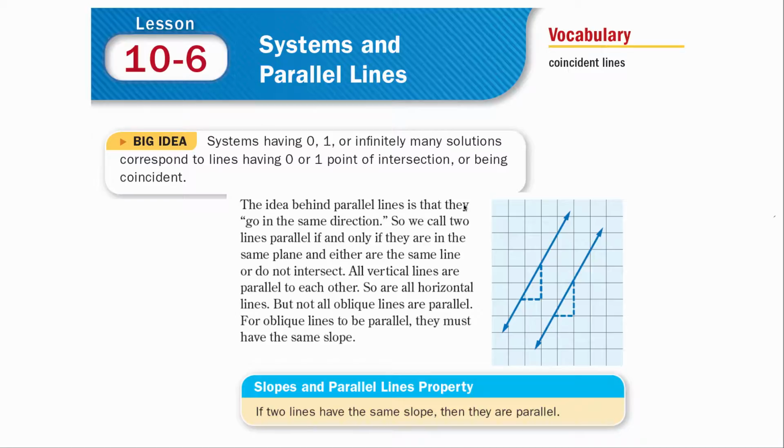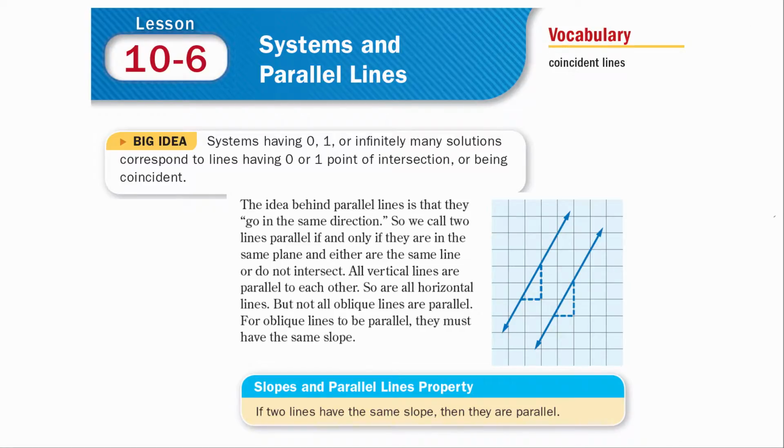So for linear systems, we could have no solutions, one solution, or an infinite number of solutions. The idea with parallel lines is they go in the same direction, but they will never overlap. All vertical lines are parallel within their category. But oblique lines, to be parallel, have to have the same slope. Hence the slope and parallel lines property: if two lines have the same slope, they are parallel. The question then, if you know slope, is do they have an infinite number of solutions or no solutions?